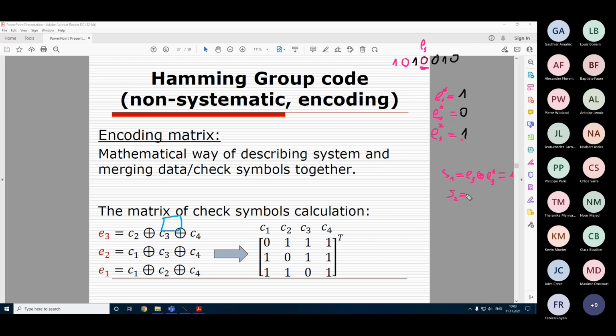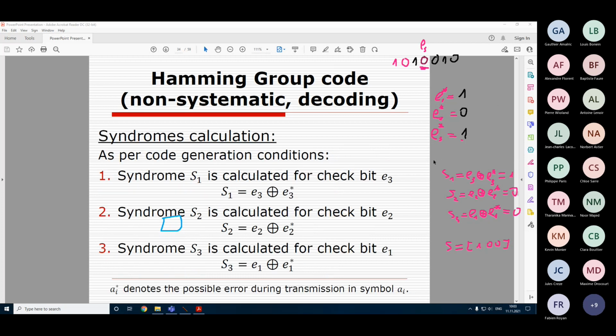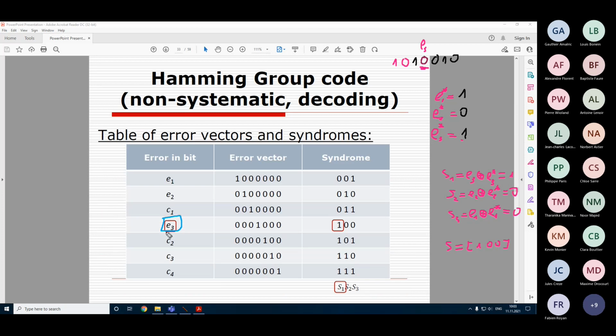S2 is the same operation for the second control symbol, which will give us 0 because it's not different, it's the same. And S3, accordingly, the same procedure for E1, which will give us 0. So the syndrome is 1, 0, 0. And if we look in our table, it indeed matches the error in the symbol E3. So we have found this error correctly.